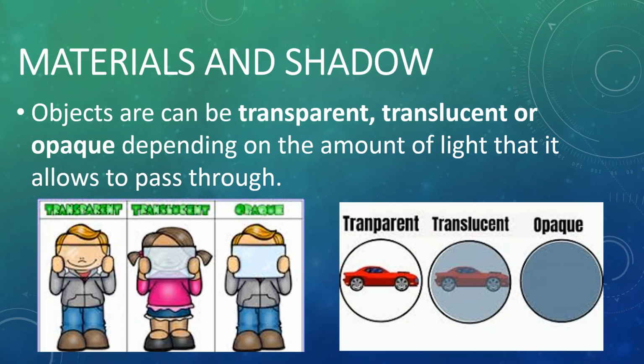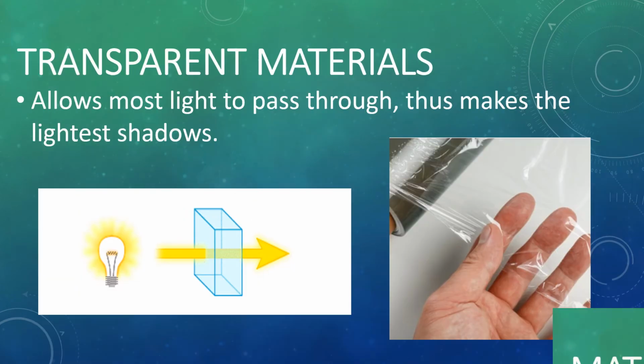Objects can be transparent, translucent, or opaque depending on the amount of light that it allows to pass through it. Transparent materials. These materials allow most light to pass through, thus making the lightest shadows. Examples of these are clear glass, clear plastic, and air.